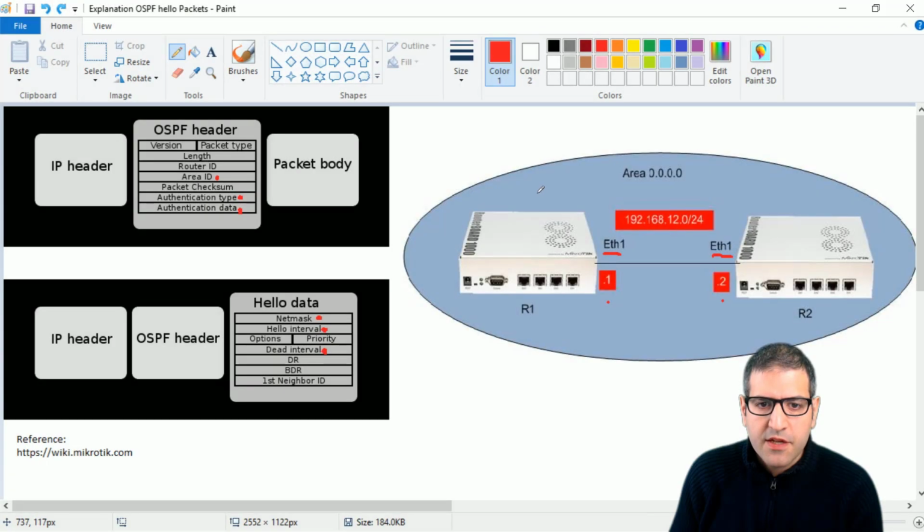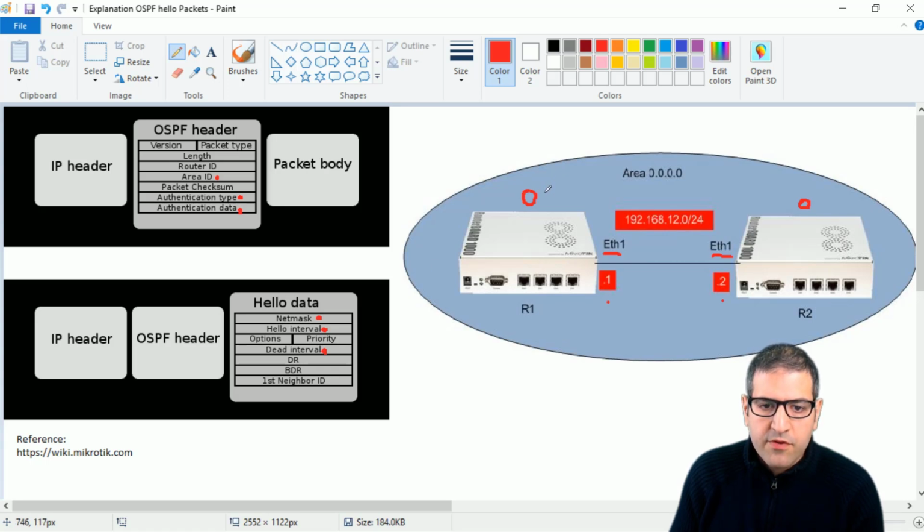We have seen in the previous lecture that when we enable OSPF on router 1 and on router 2, and in case they have IP connectivity, they can directly form neighborship. Okay, this is good, but there is some process happening in the background for this neighborship to happen, and there are some conditions needed to be met. These conditions are listed over here. You can see here I have taken a picture of the OSPF header and the hello data inside OSPF.